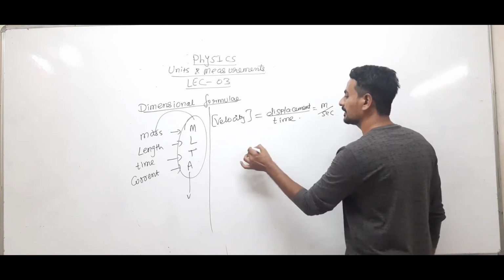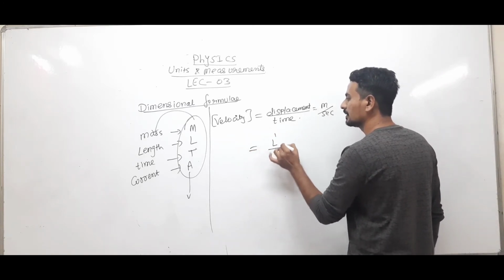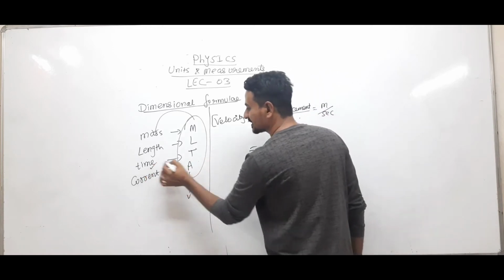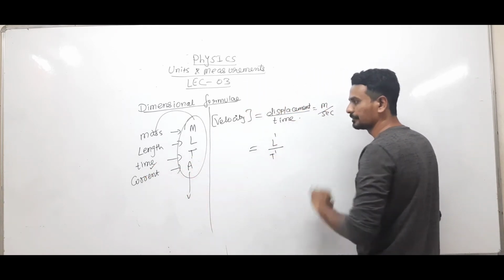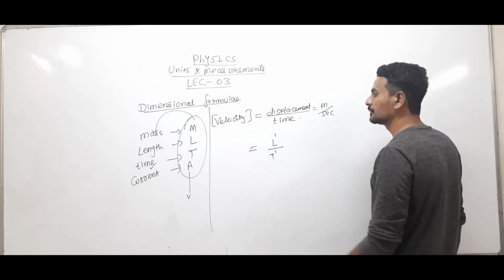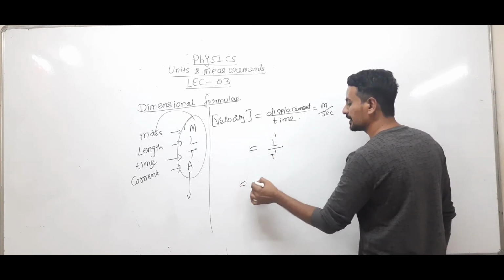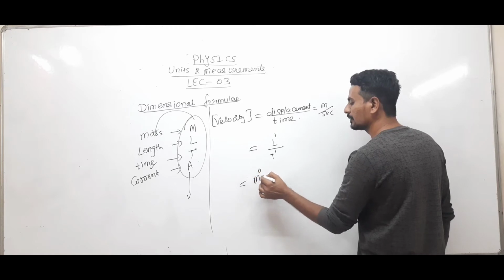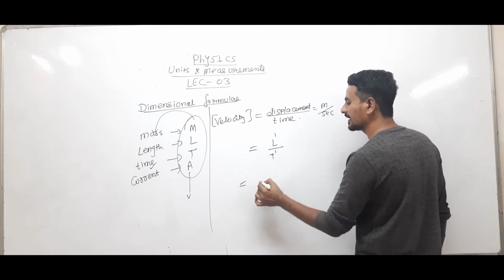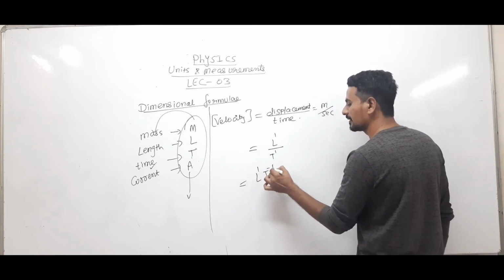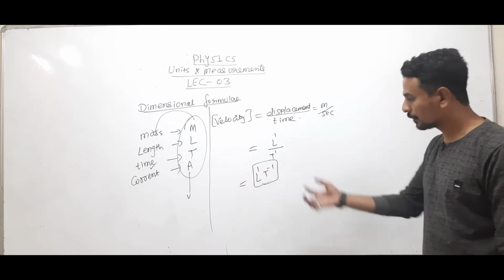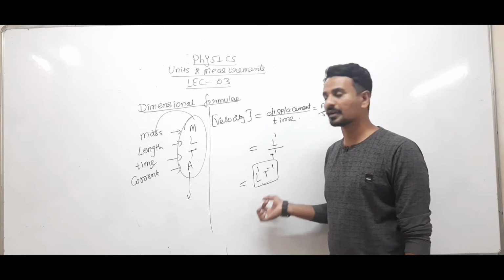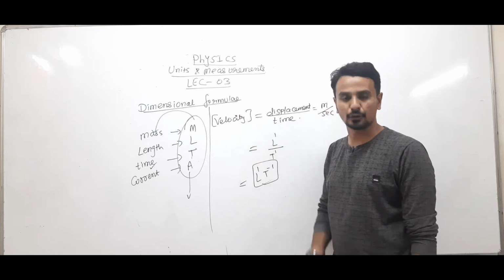So this will be written as length raised to 1. What is the symbol of time? T. And the power is 1, right? So this can be written as M raised to 0. Okay, if you don't want to write M raised to 0, that is also okay. L1 T minus 1. What is this? The dimensional formula of the quantity velocity.